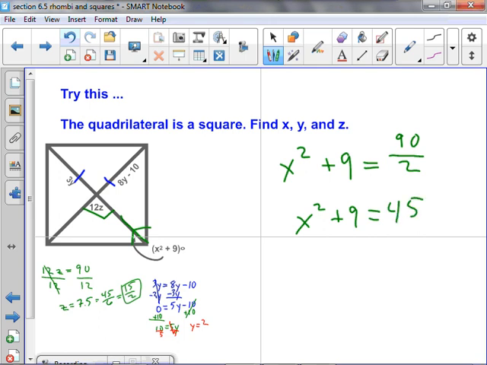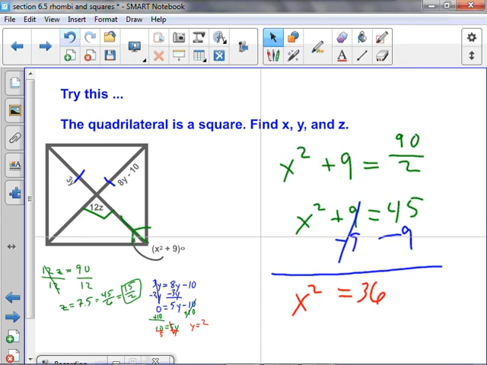From there, it's not too much of a challenge. Subtract 9 from both sides. We get that x squared equals 36. And so we take the square root of both sides. And I want to caution you not to make the mistake of saying it's 6. X is plus or minus 6. Now the only thing we have to do once we say that the answer is plus or minus 6 is check to make sure that none of these give us a negative answer.